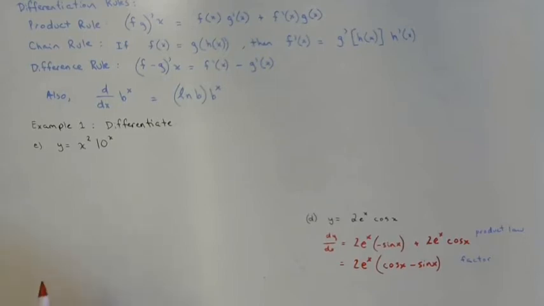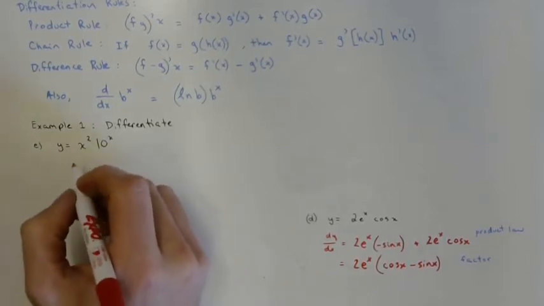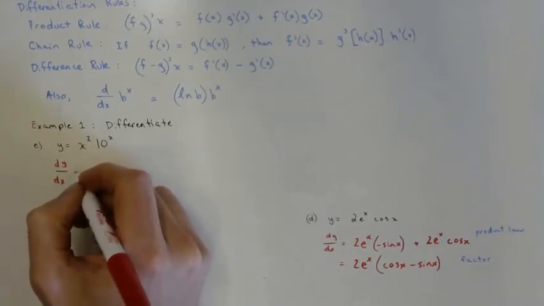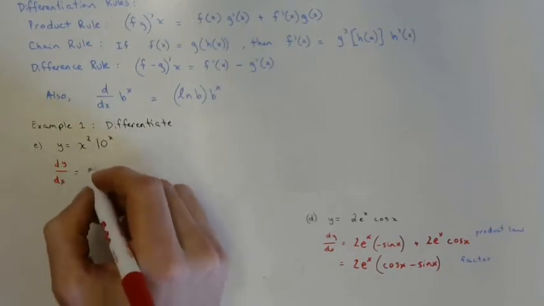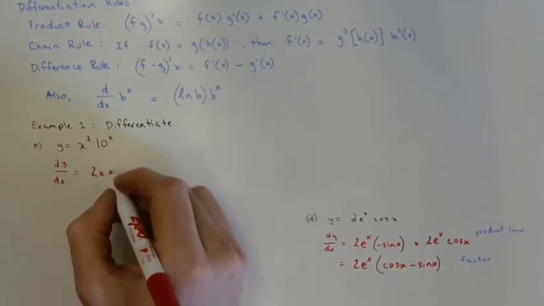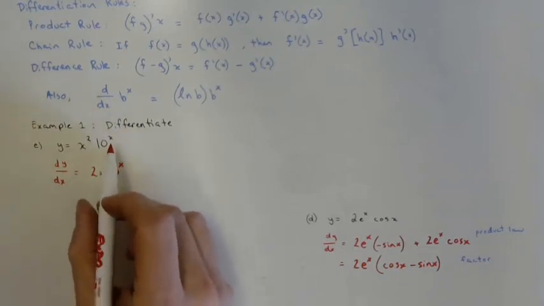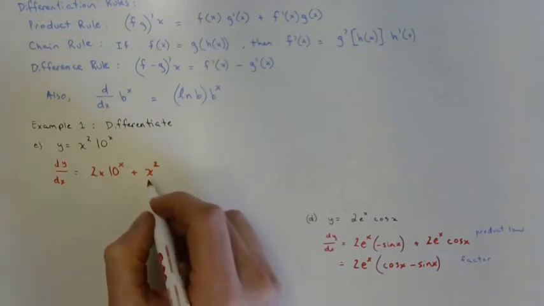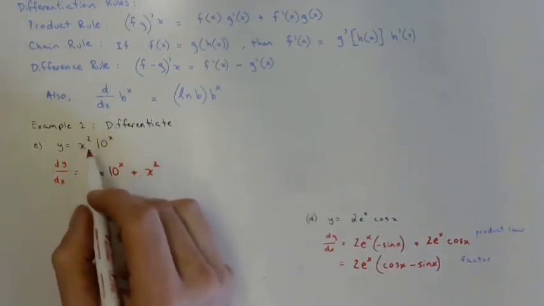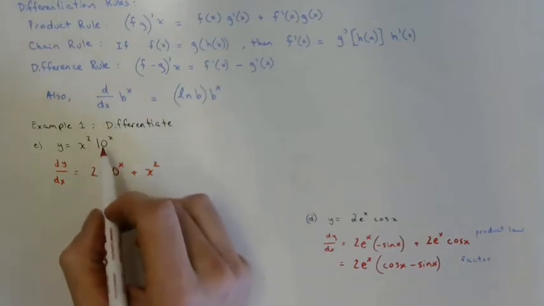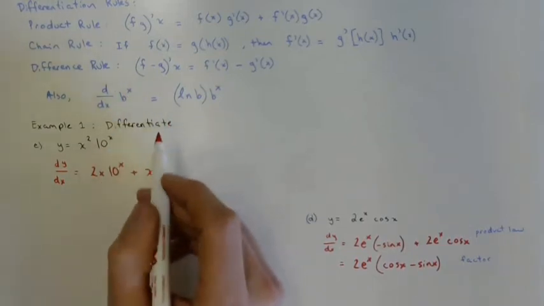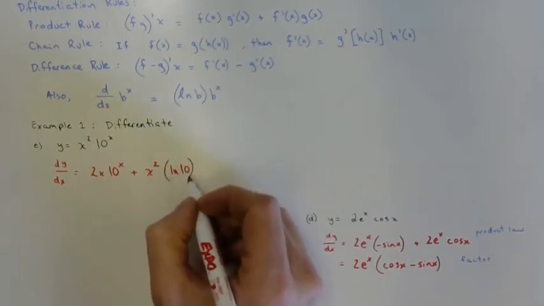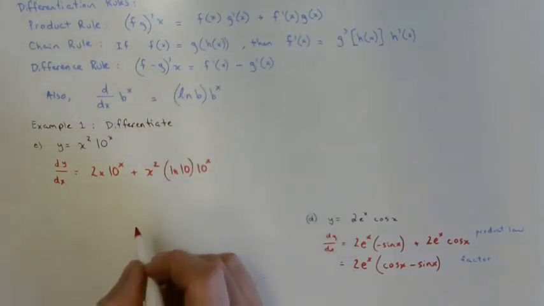So it is the product rule. We're going to be using the derivative of the first times the second, and then the first times the derivative of the second. So the derivative of the first here is 2x, just times the second function, 10 to the power of x. Then we're going to add just the first function copied down times the derivative of the second function. So the derivative of an exponential function b to the power of x is the natural log of b, in this case 10, times 10 to the power of x.